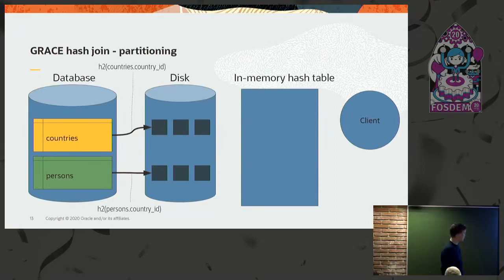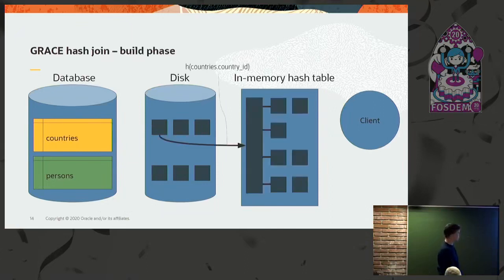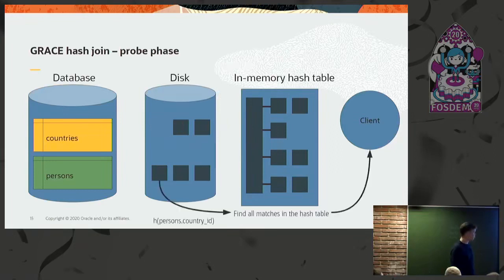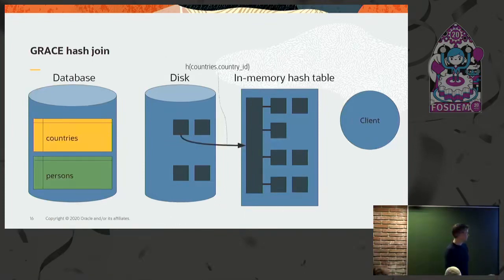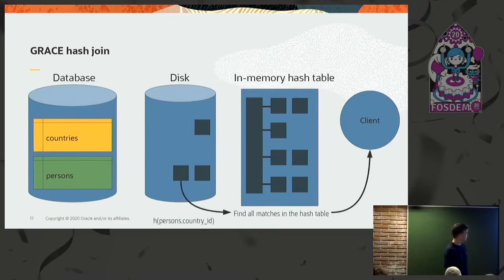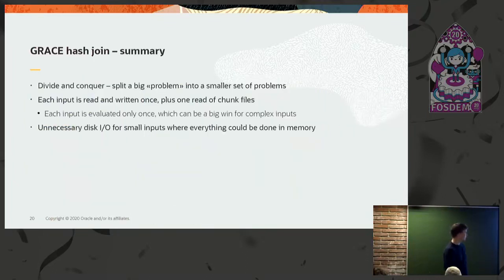After the partitioning phase is done, you can do the classic hash join algorithm over each pair of chunk files. You take the first chunk file from the build input and load it into the hash table. You then do the probe phase using the chunk file from the probe input. You clear the hash table, load the rows from the next chunk file, and continue to do this until you have processed all the chunk files. This is sort of like a divide and conquer algorithm, where you take a big problem and divide it into a set of smaller problems and handle them.